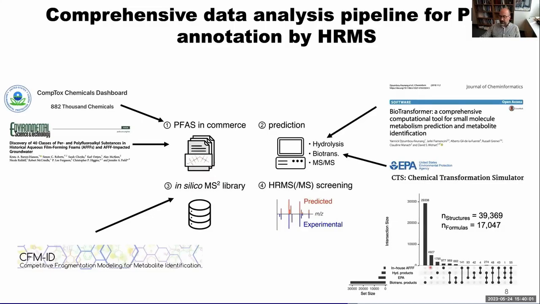And what you can see from this inset diagram, or upset diagram, sorry, is most of these turn out to be biotransformation products, but we still have somewhere between 5,000 and 6,000 compounds that are predicted to be in commerce or in firefighting foams.